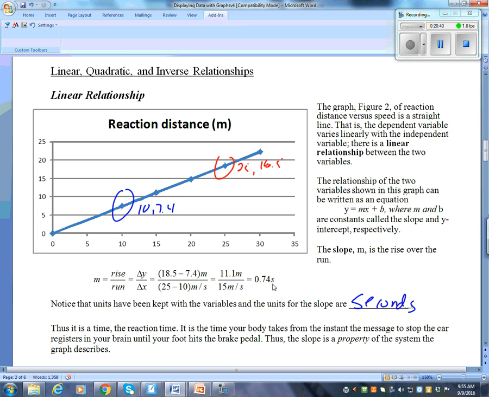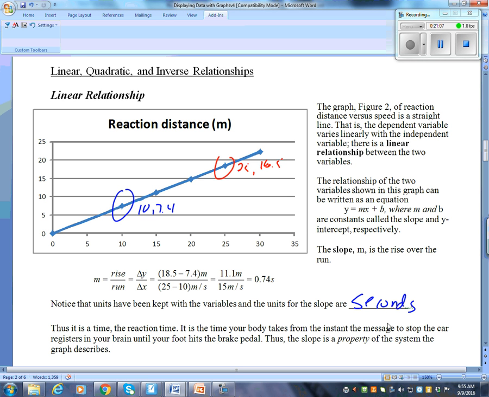What do we get out of this? We know that the person driving this car takes how long for their foot to get to the brake? 0.74 seconds. It's their reaction time. It's not bad. Could be worse. It is the time your body takes from the instant the message to stop the car registers in your brain until your foot hits the brake pedal. It's the time for your foot to get to the brakes.